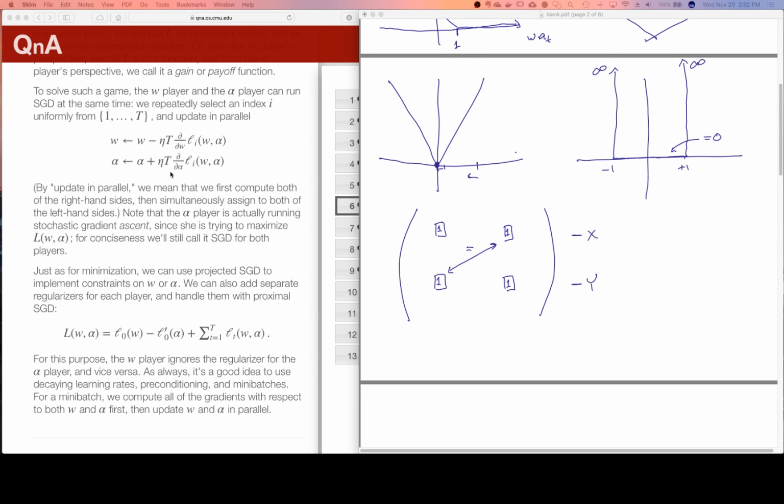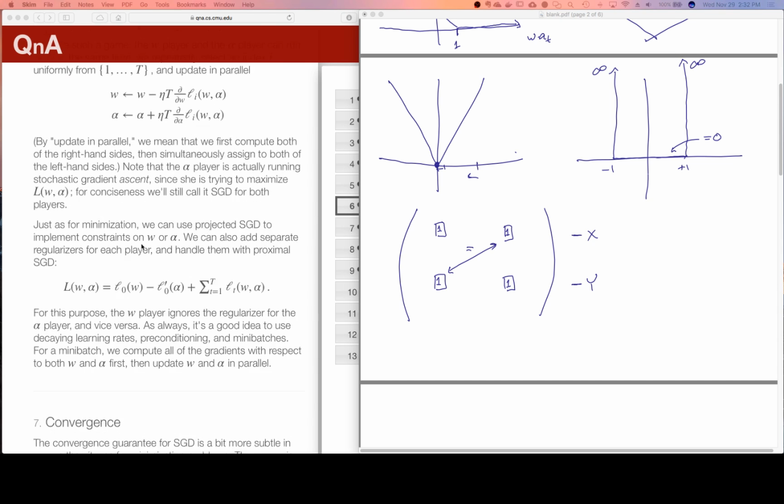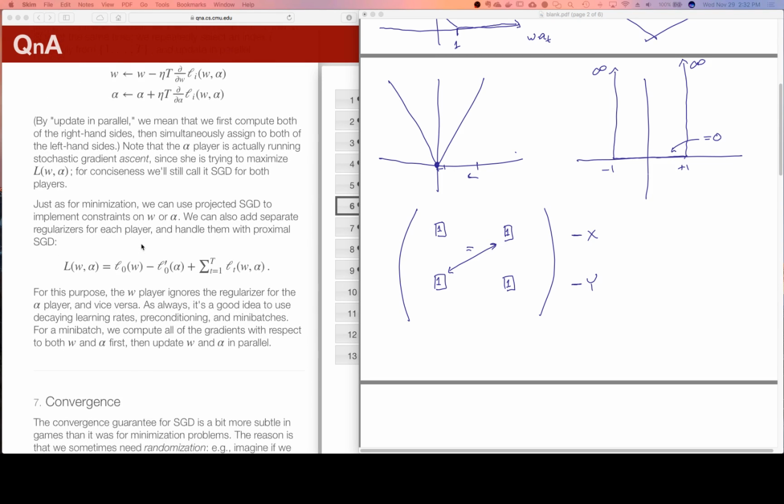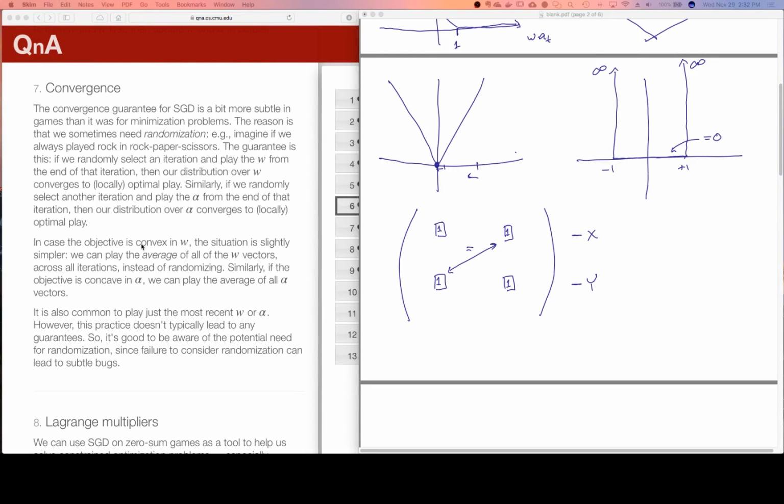All right. And so you can add regularizers as well. A regularizer is going to be separate for each player, and by regularizer I mean an L0 term. So L0 of W and minus L0 prime of alpha. You could have different regularizers for W and alpha. And so you can run SGD and it works. So it'll solve games as well as minimization problems.